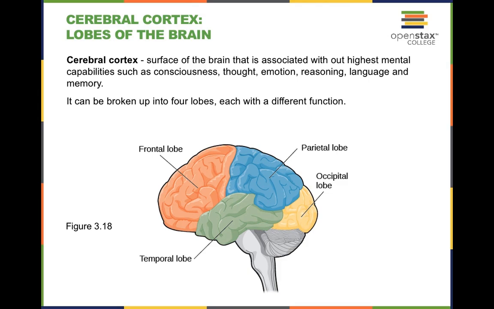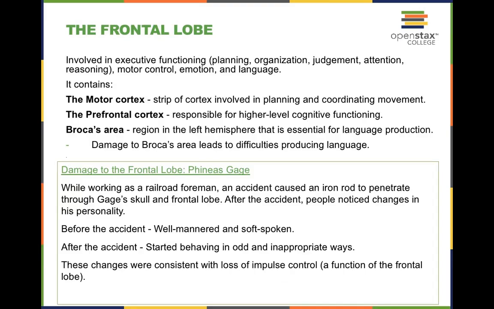So one of the ways that you can remember this is I like to just do the acronym FPOT. It helps me remember it. Maybe it'll help you because drugs are bad, right? FPOT: frontal, parietal, occipital, and temporal. And we'll break each one down.